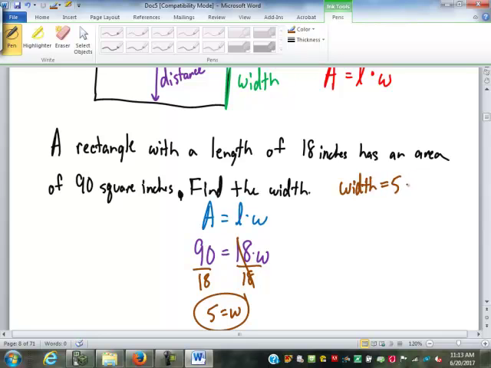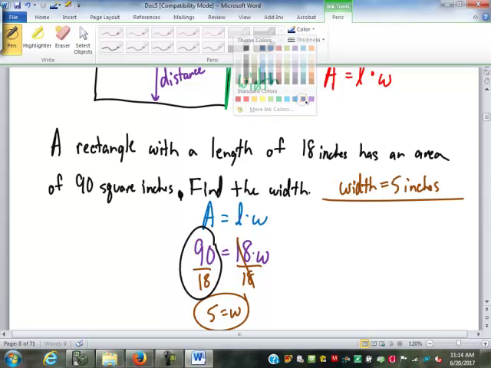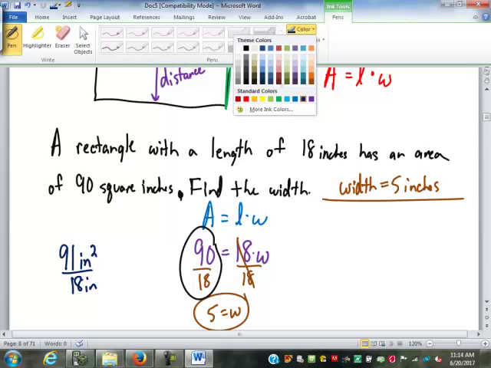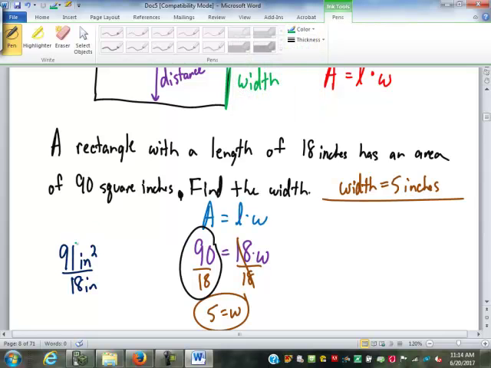What unit goes on there? Inches. And technically, this division here, the 90 divided by 18, what that was is 90 square inches divided by 18 inches. So we divide the counts. 90 divided by 18 is 5, but then we also divide the names. Square inches divided by inches is just inches.